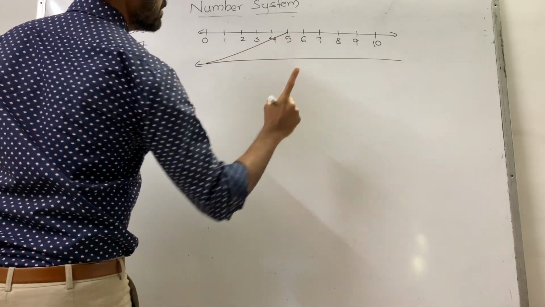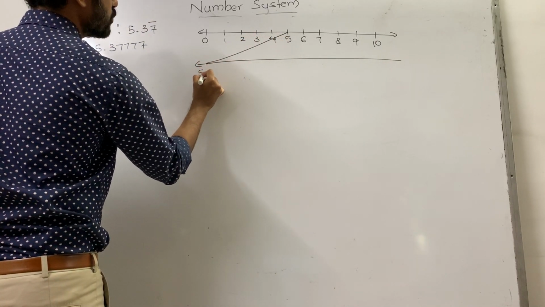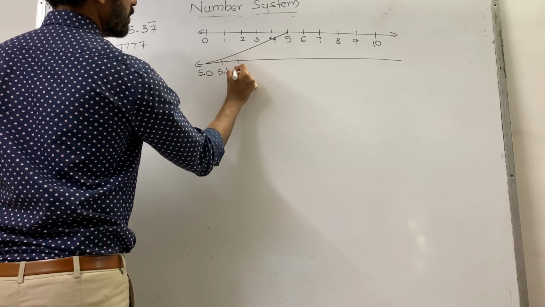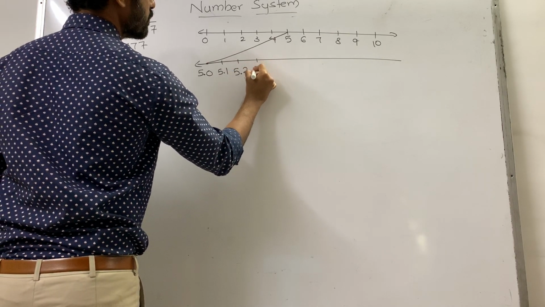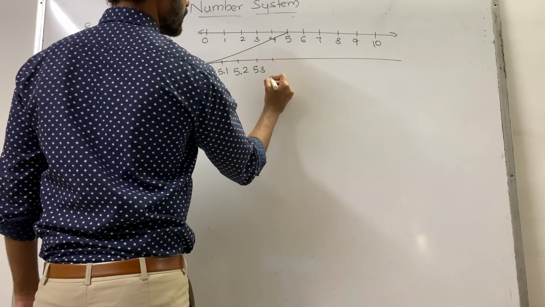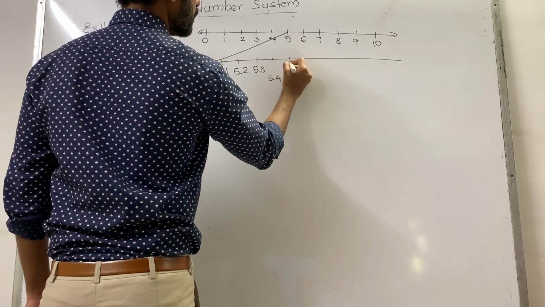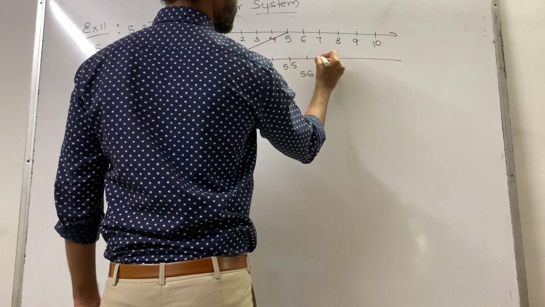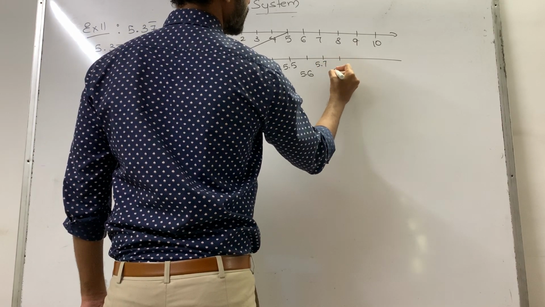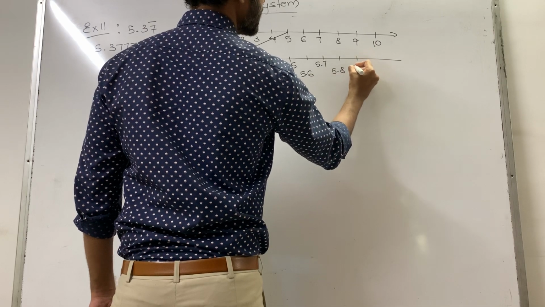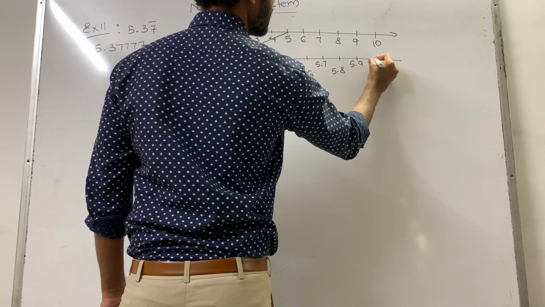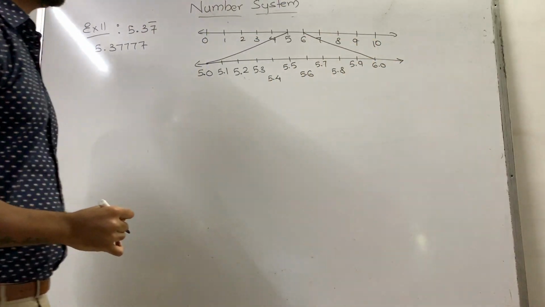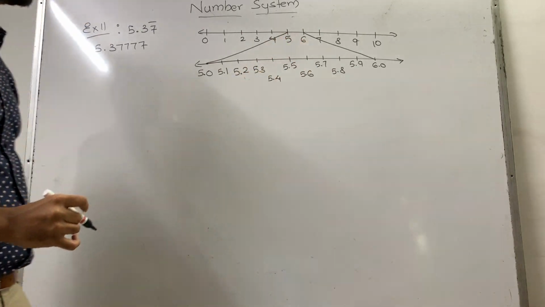Now we are going to write this number in 1 decimal place. So 5 in 1 decimal place would be 5.0. The next number would be 5.1, 5.2, 5.3, 5.4, 5.5, 5.6, 5.7, 5.8, 5.9, and this is 6. So now we have zoomed the region between 5 and 6.